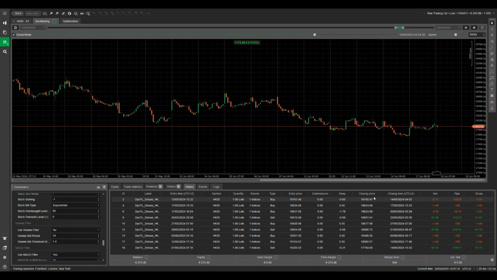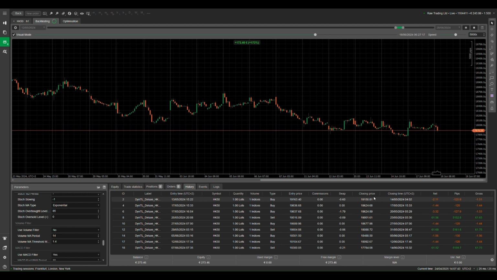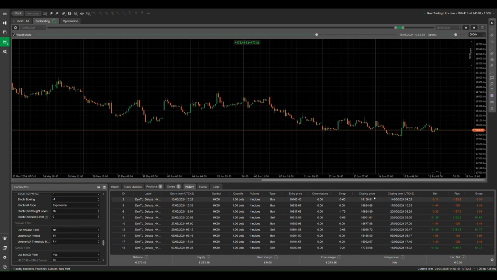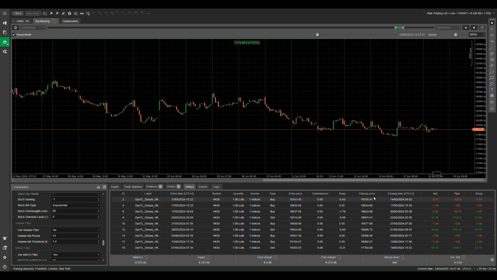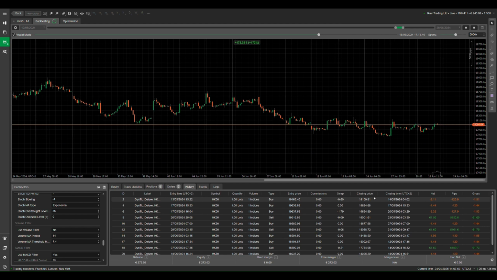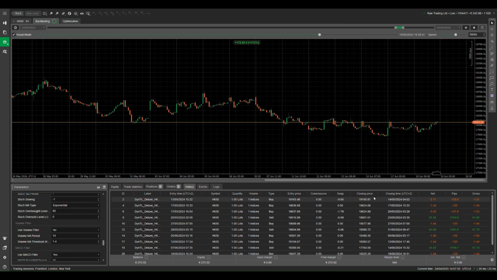Use partial take profit. Description: if set to true, enables the partial take profit feature, closing a portion of the position at the first TP level. Default, false.